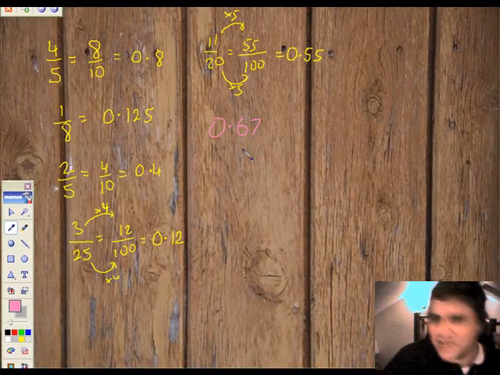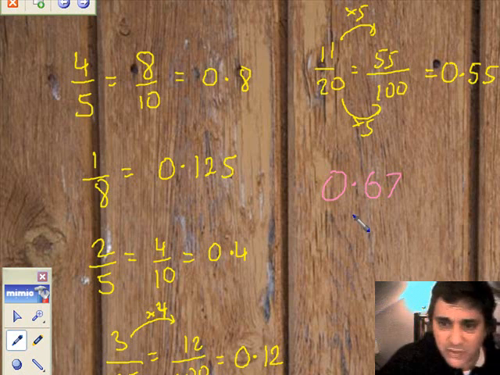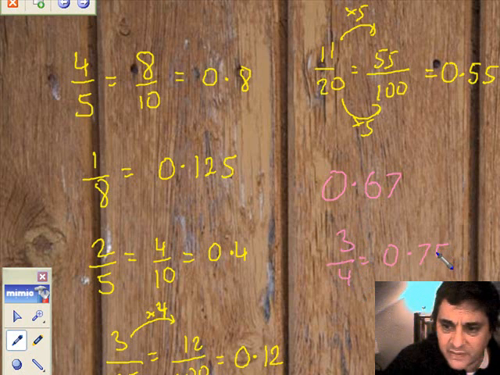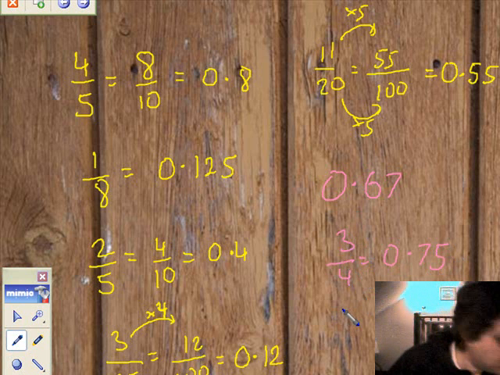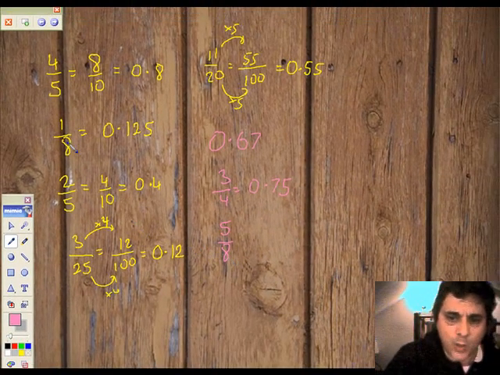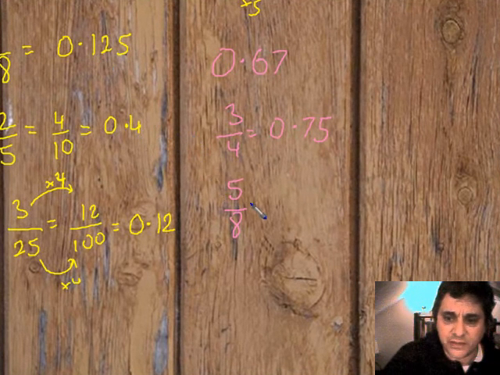0.67, that's not very good at all, is it? Anyway, 0.67, hopefully the camera will zoom in on that. I've got 3 over 4. Well, 3 over 4 is 0.75, that's generally well known. Next one is 5 over 8. Well, if you look over here, 1/8 is 0.125.